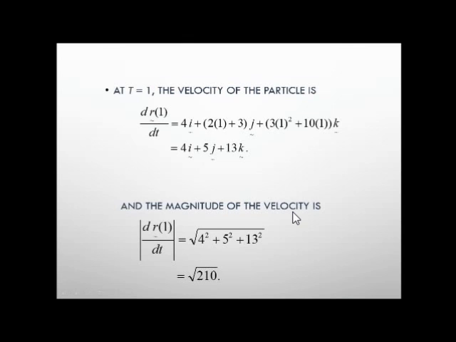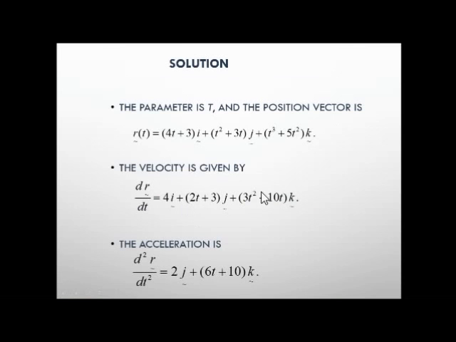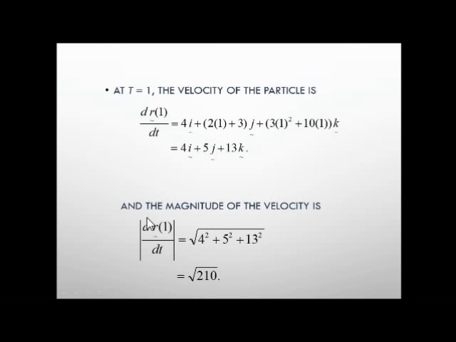Now at time t equals 1 we need to calculate the velocity and the acceleration. If you want to calculate the velocity, just put t equals 1 in the previous form. We'll get the velocity and acceleration in the next part. Now if you want to calculate the magnitude of the velocity at t equals 1, we first find the derivative and then put t equals 1. Then for the magnitude we get the square root of 4 square plus 5 square plus 13 square, that is root over 210. So this is the magnitude of the velocity which we have got from this vector.